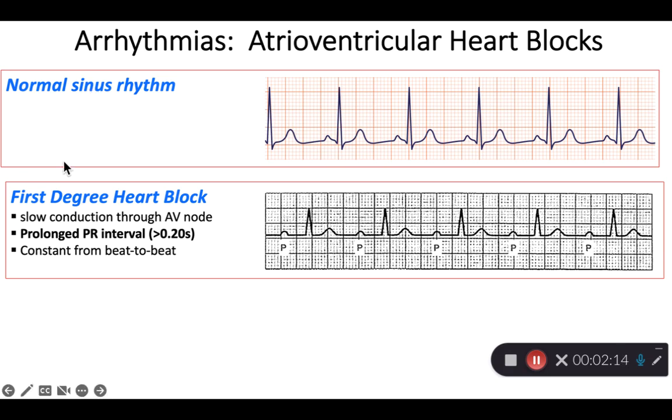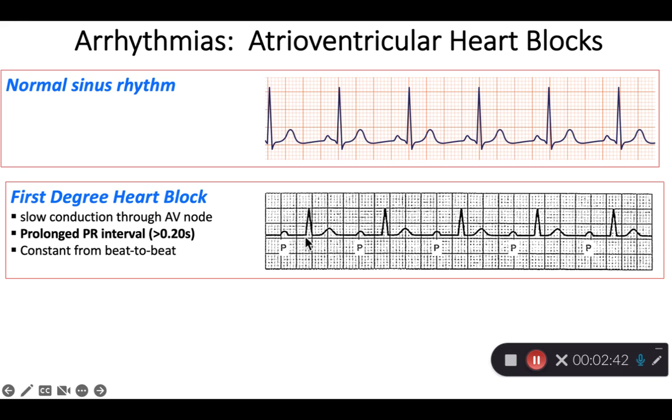So a first-degree heart block is some sort of blockage. It can often occur around the AV node or anywhere that electrical signal has to travel in order to get down to the ventricles. And you'll notice what happens with the first-degree heart block is you get a prolonged interval between the P and the R or the QRS.